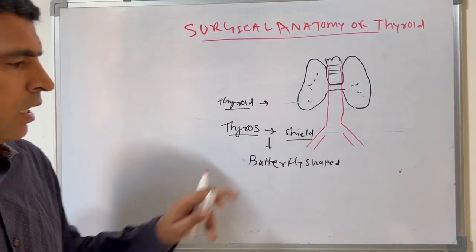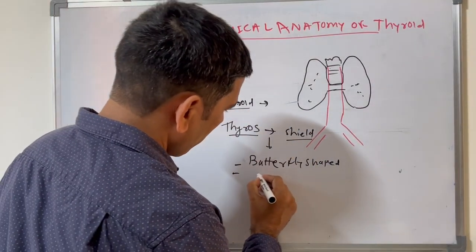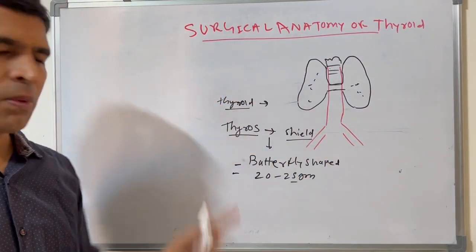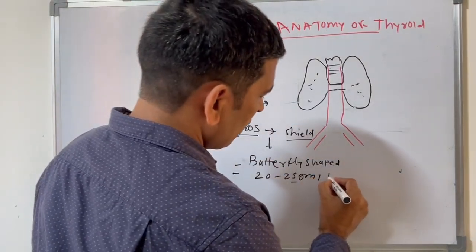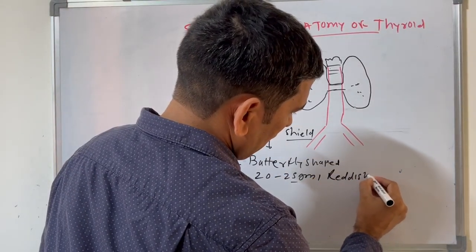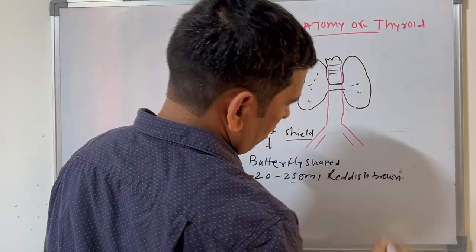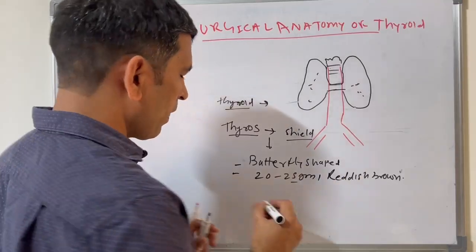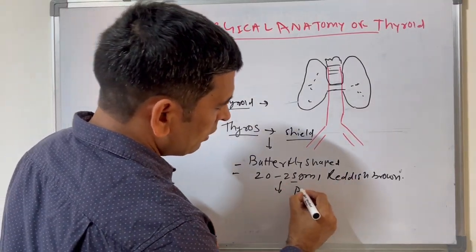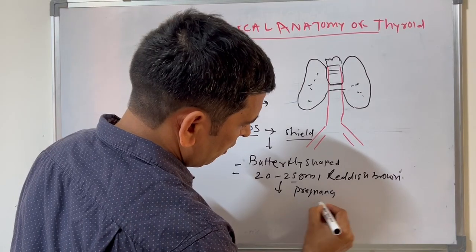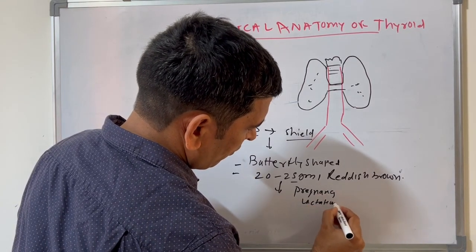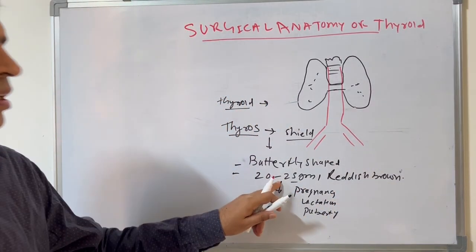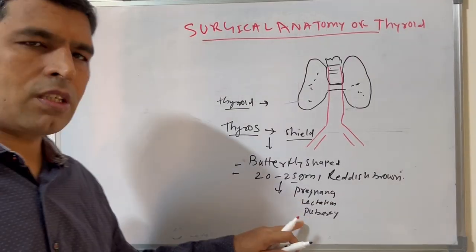The weight of this gland is about 20 to 25 gram. Color is reddish brown, because it has high vascularity. The weight of this gland may increase in pregnancy, lactation, and puberty.